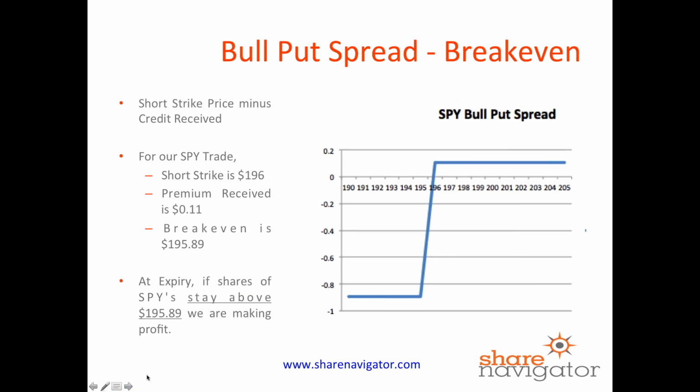What about break even? Well, on the break even side, it's equal to the short strike price minus your credit received. So for the SPY trade, our short strike was 196. We received 11 cents as a credit, and our break even therefore is 195.89. So if at expiry Friday, the share price of SPY finishes above 195.89, we will achieve a profit.